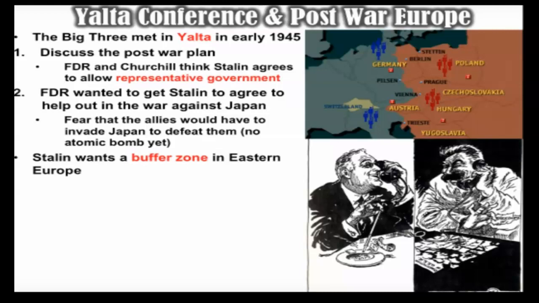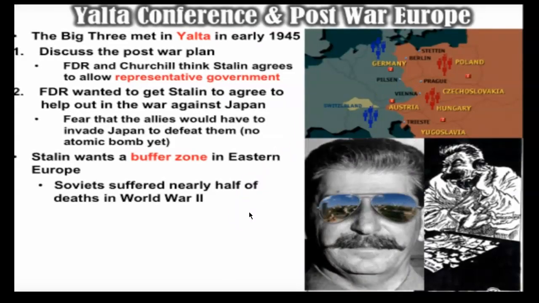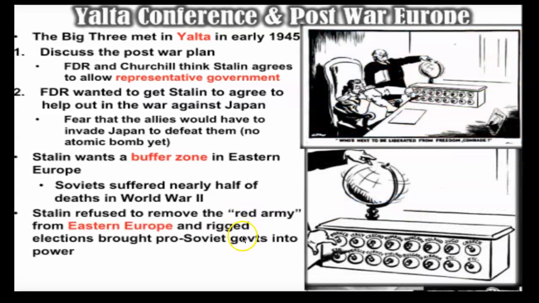This was one of the huge demands that he was making, that these countries, Poland, Czechoslovakia, Hungary, Yugoslavia, would serve as a buffer, because the last thing he wanted was Germany to invade the Soviet Union again like Hitler did in 1941. The Soviets had suffered greatly at the hands of Germany. Nearly half of the deaths in World War II came from Russia.